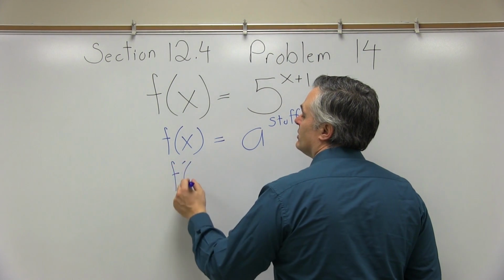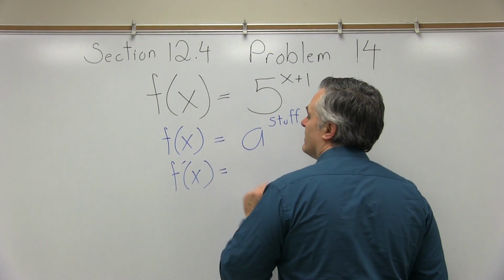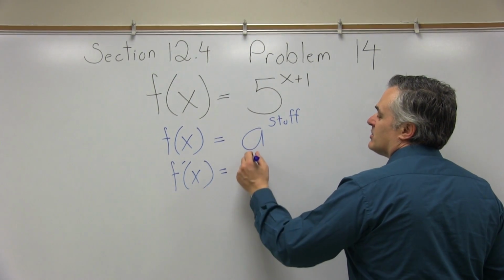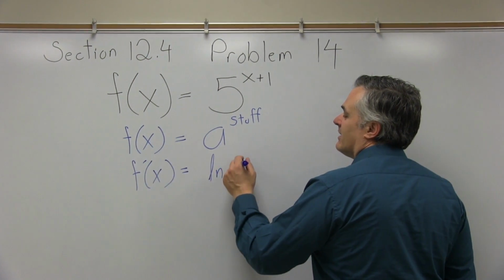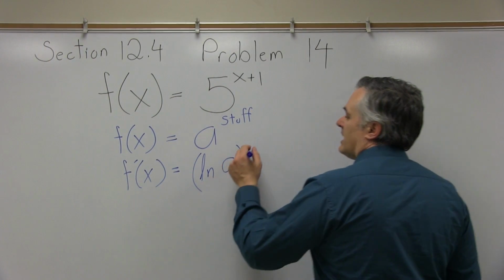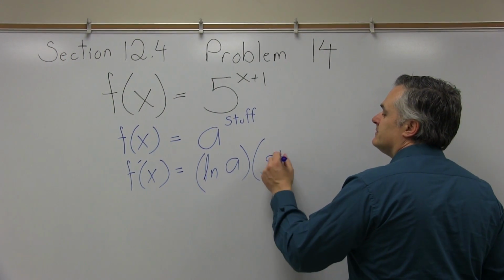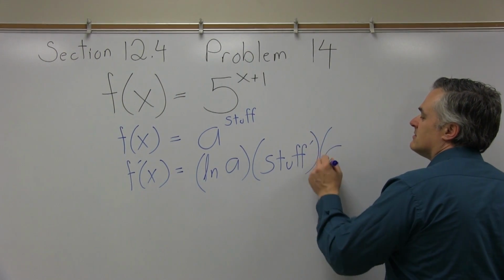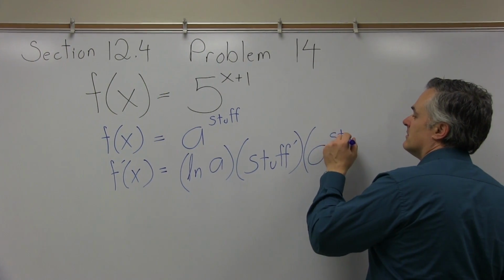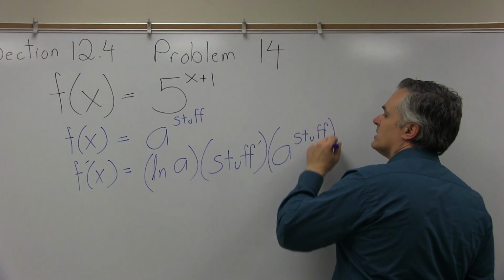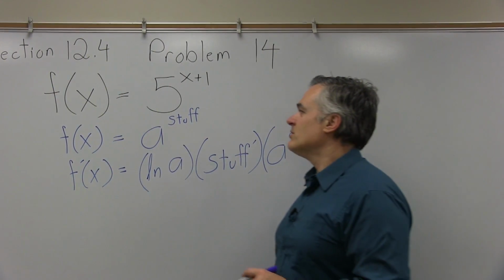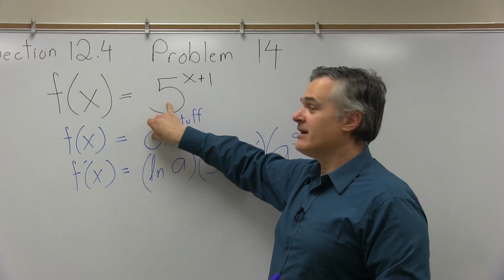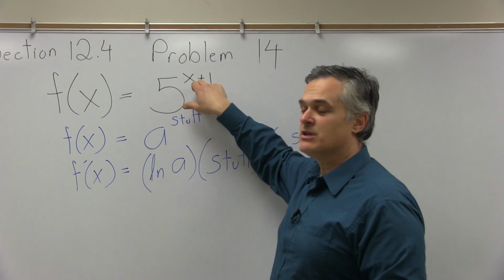So the derivative f prime of x is almost the same as it was for an e, except you're going to have natural log of a times stuff prime times a to some stuff. So that's what we're going to fill in. In this particular problem, the a, or base, is 5, and the stuff is x plus 1.